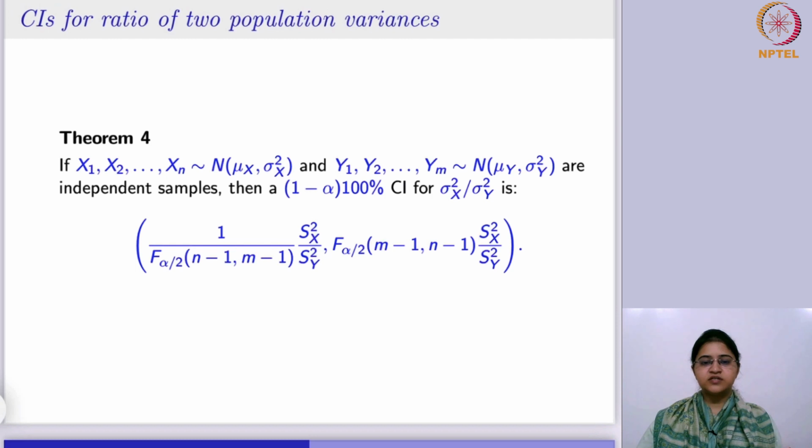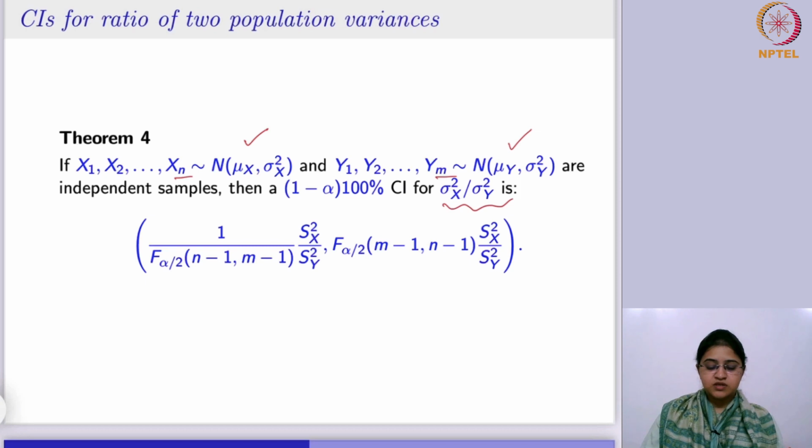The result says that if you have a random sample coming from a normal distribution with mean and variance given as this, and you have another sample coming from a different population with different mean and variance, and the sizes are different but the samples are independent, then the confidence interval for this ratio would be this. You can see sx square over sy square is the same in both; only this quantity is changing. Here you have 1 over f alpha by 2, and the degrees of freedom are reversed in this situation.